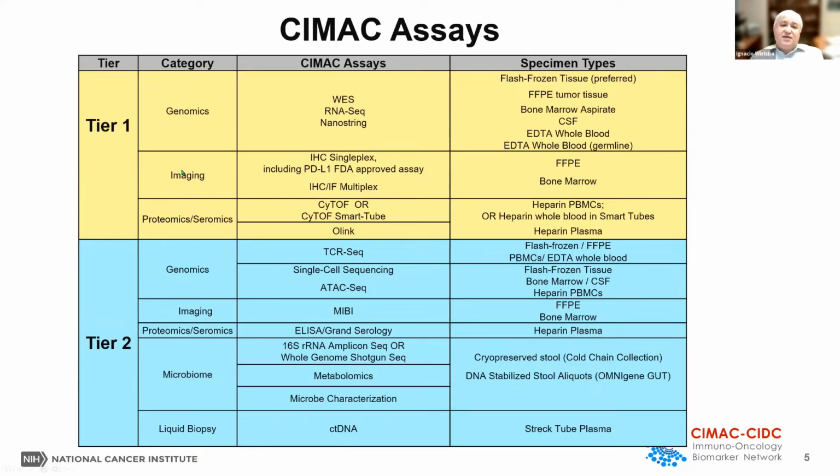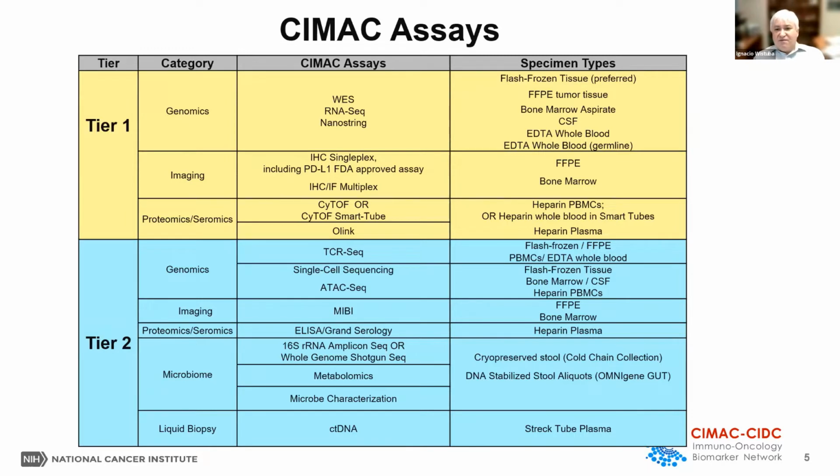And all these assays, as you well know, require the right specimen, and also require that the specimen is handled in a way to minimize the pre-analytical variables. And the specimens are tissue, tumor, adjacent normal, or normal in case of interest to study immune toxicity.